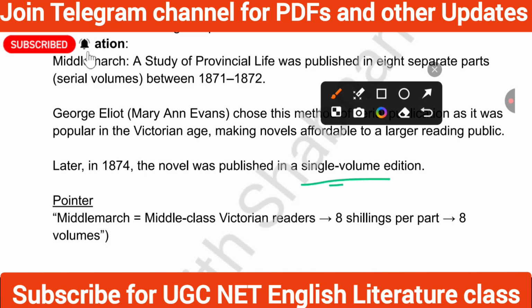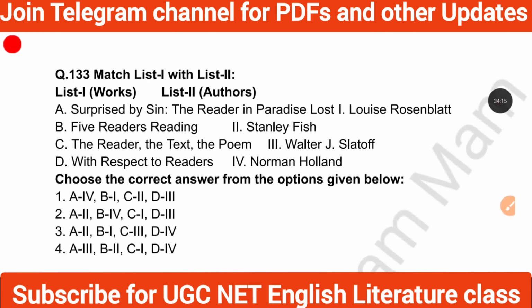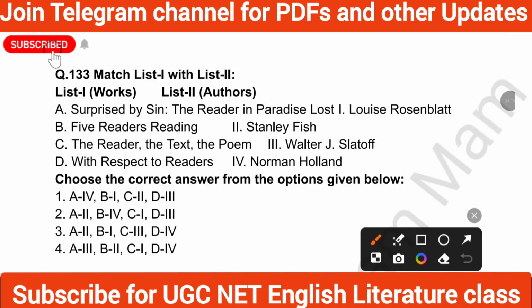Okay, so the pointer you have to remember: Middlemarch, middle class Victorian readers, 8 shillings per part or 8 volumes. And question number 133 we have here, list 1 work and list 2 author. Surprised by Seeing, Five Readers Reading, The Reader, the Text, the Poem, With Respect to Readers. The Reader in Paradise Lost, Louise Rosenblatt, Stanley Fish, Walter J. Slatoff, Norman Holland. Correct answer, Paradise Lost, Stanley Fish, Walter J. Slatoff, Norman Holland. So this was the matching.